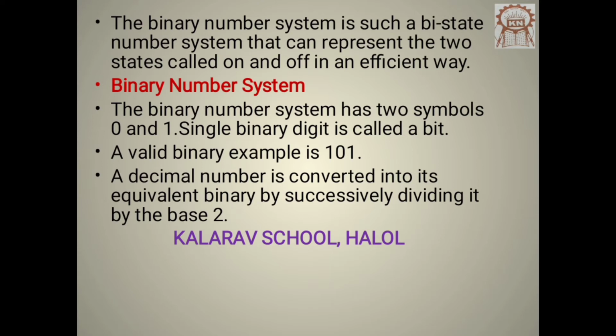It requires a special two-state language having only two symbols, one to represent off and another to represent on. The binary number system is such a two-state number system that can represent the two states called on and off in an efficient way. Following sections.